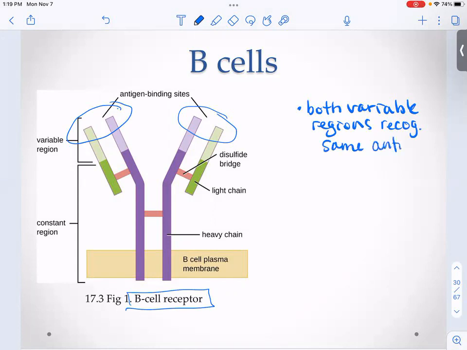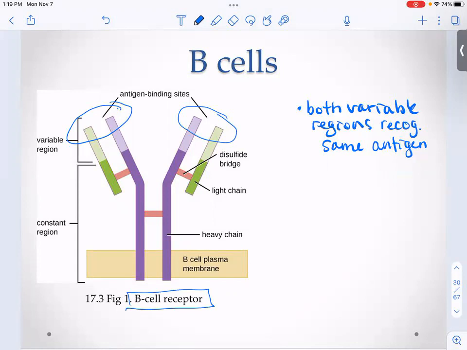Or epitopes of antigen, same epitopes. Okay, so it seems like it would make sense to have B cell receptors on one B cell that all recognize something different. And then that B cell could maybe find the antigen that it's specific for a lot easier. But that's not the way it works.